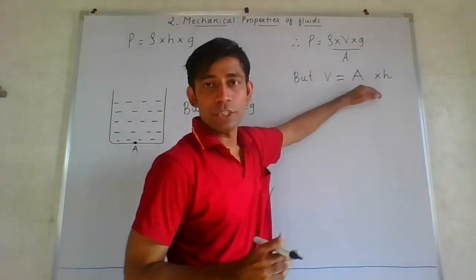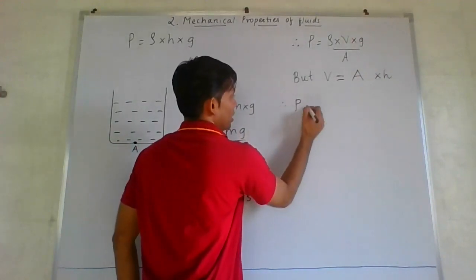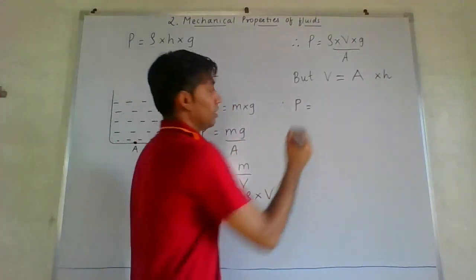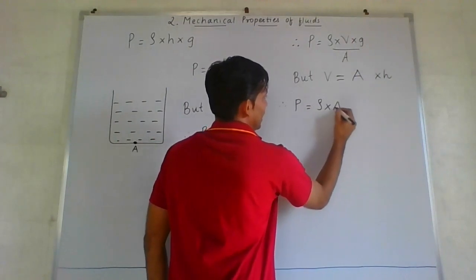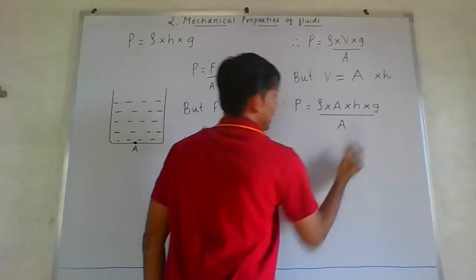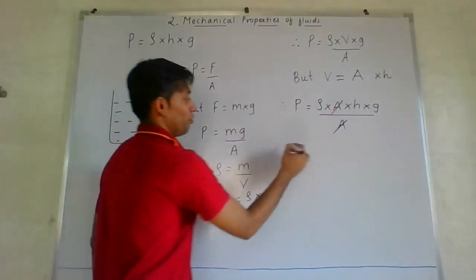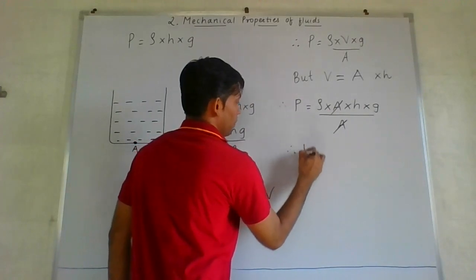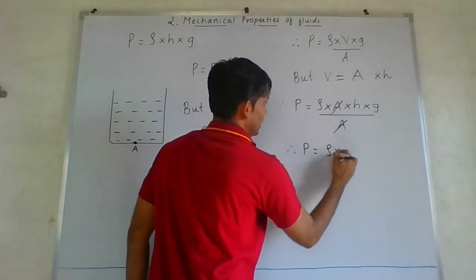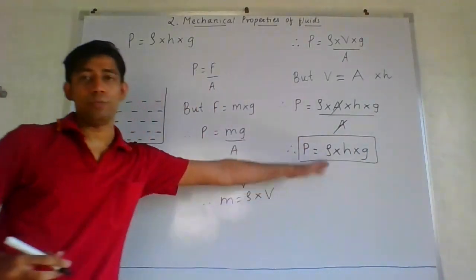So substitute this value over here. Therefore pressure can be written as density into area into height into g divided by area. Now you can observe that these things can get cancelled. So finally we come to pressure is equal to density into h into g. I hope this matches.